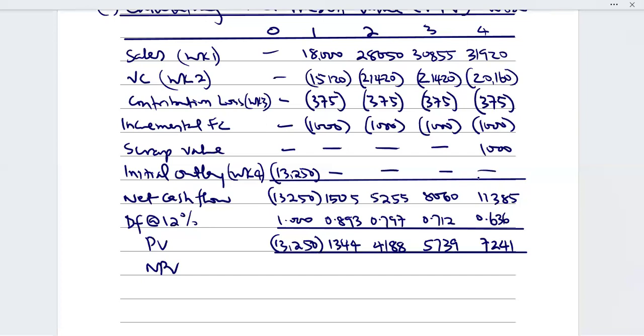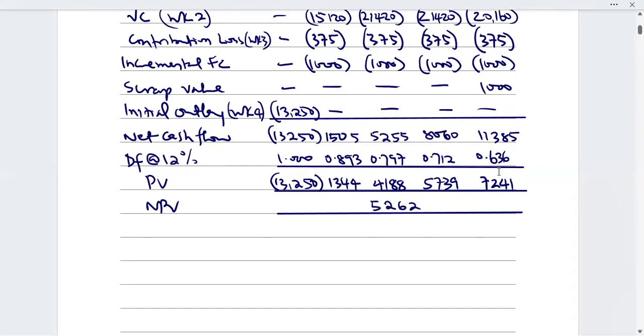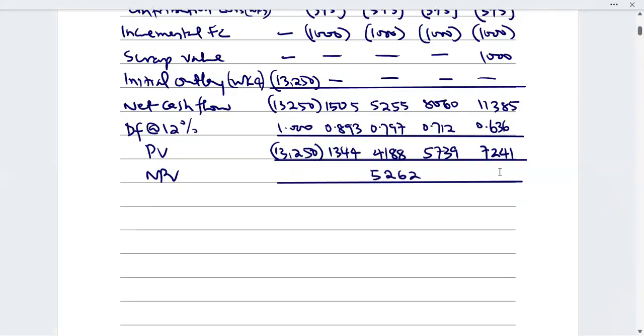So you add up the positive present values, then net off the negative present value. The difference is the NPV. 7,241 plus 5739 plus 4188 plus 1344, minus 13,250, equals 5262 positive. Since our NPV is positive, the project is financially viable.